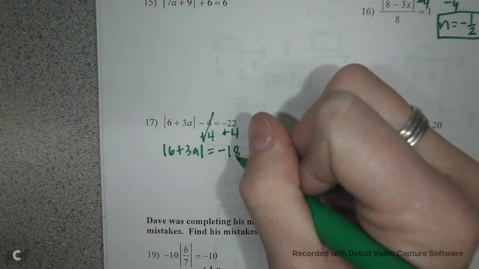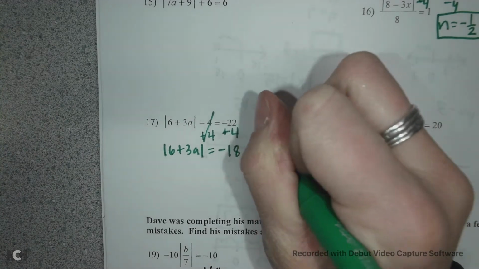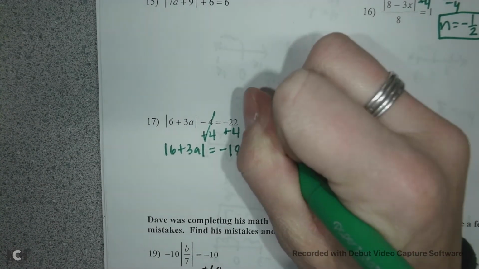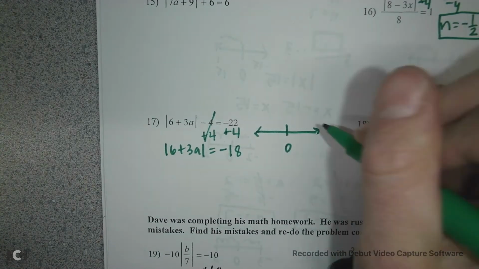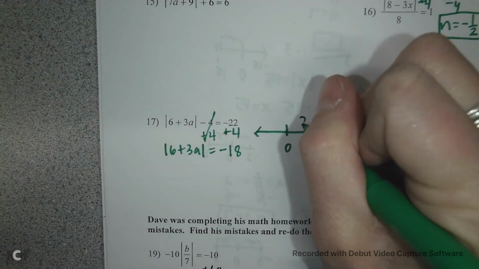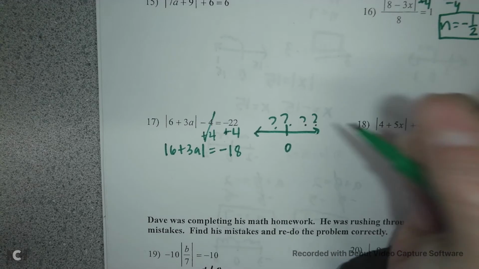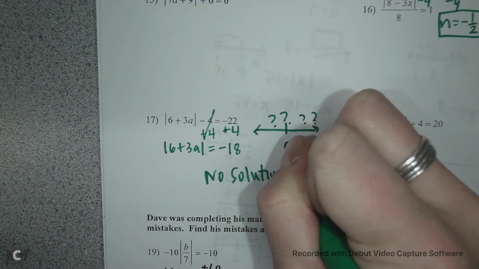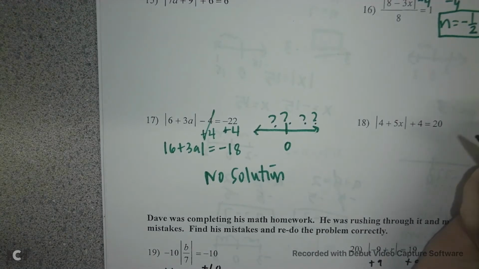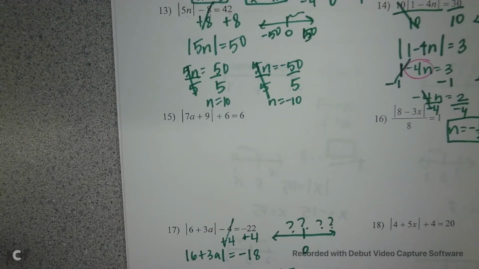All right, so now the absolute value is all by itself. So I'm going to draw my number line and put 0. And then I move 18 spaces from 0. Oh, wait, I can't move negative 18 spaces from 0. How do I walk negative spaces? Okay, I'll do 15. So that one doesn't work.